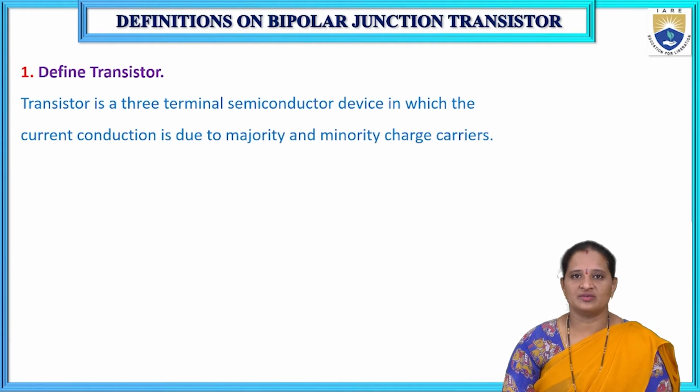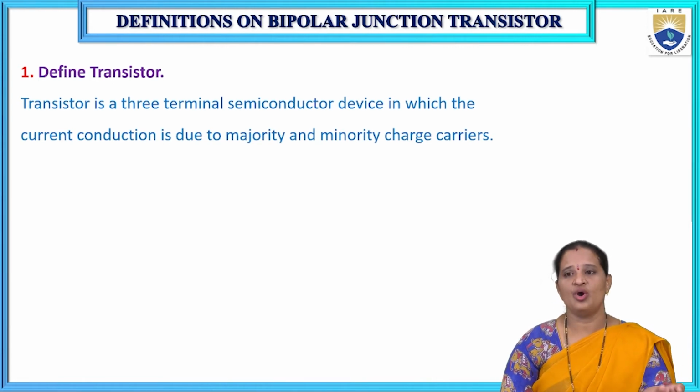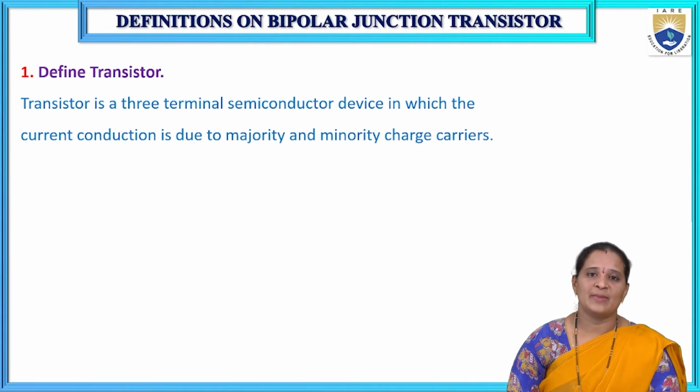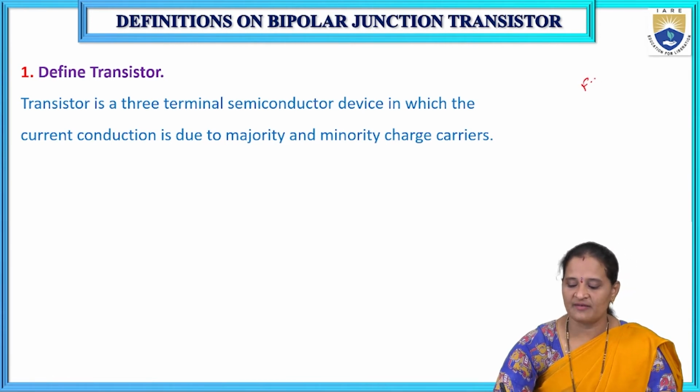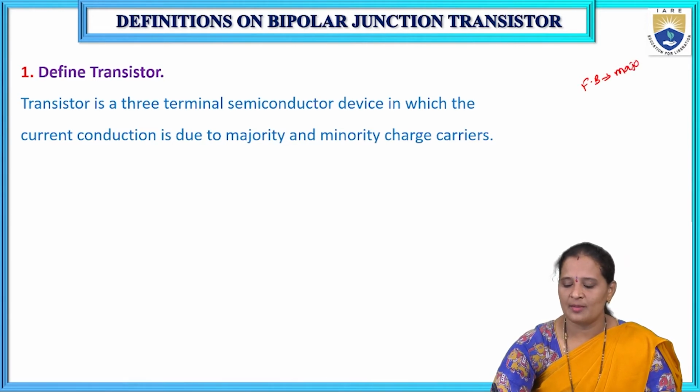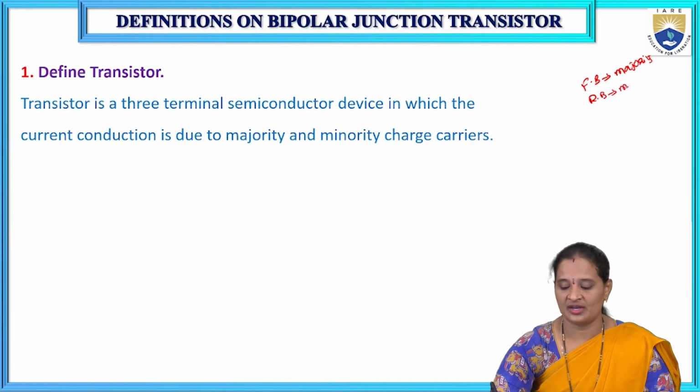minority charge carriers. Whereas in the case of a p-n junction diode, the current conduction is due to either majority charge carriers or minority charge carriers. Under forward bias condition, the current conduction is due to majority charge carriers, whereas under reverse bias condition, the current conduction across the junction is due to minority charge carriers. So that is why the p-n junction diode is a unipolar device, whereas the transistor is a bipolar device.